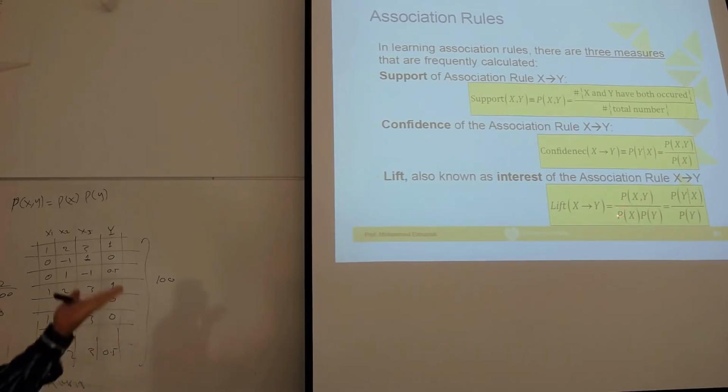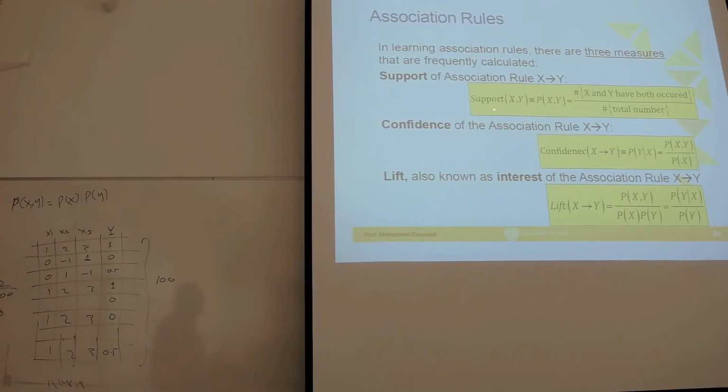If the lift is much larger than 1, it gives you an indication that when X happens, Y most likely will happen. If you are very close to 1, then it is more an indication that X and Y are independent of each other. And actually you can compute any one of them from the other.